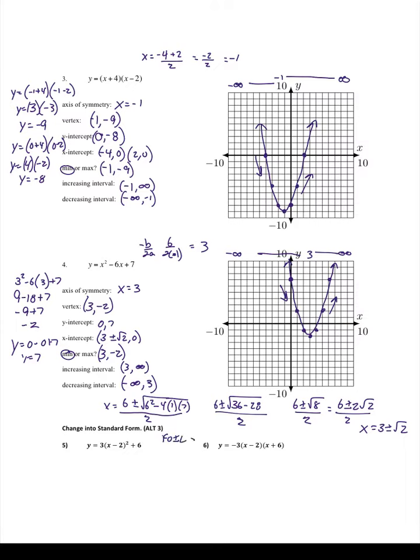We're going to change these last two into standard form. We've got vertex form and factored form. We're going to use the FOIL method on these. So that gives us x squared minus 2x plus 4 plus 6. We're going to multiply the 3 after we combine our terms. So now 3 times x squared minus 4x plus 4 gives us 3x squared minus 12x plus 12, and then add our 6 at the end. So our final answer is 3x squared minus 12x plus 18.